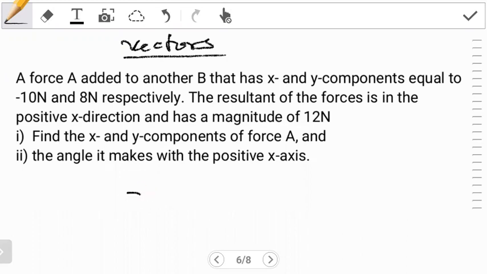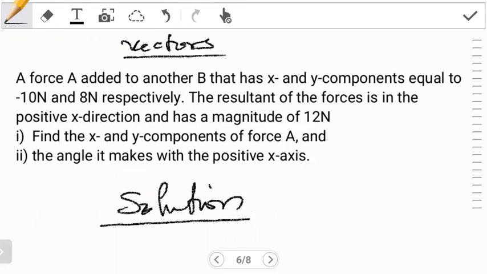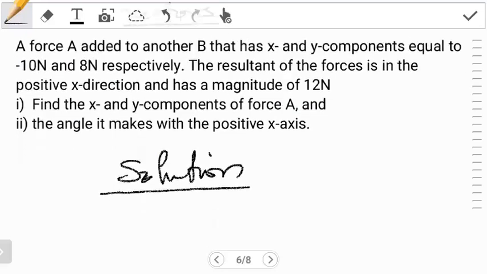So basically, this is actually basic, and I hope you were able to pull it off. What they want us to find are the X and Y components of a force A. Now this force A, what do we know about it? All we know is when this force A is added to another vector B, which has components -10 and 8 in the X and Y directions respectively, we get a resultant that is all in the positive X direction, and it has a magnitude 12. Now, what does that mean?